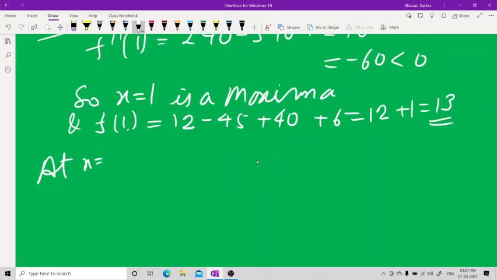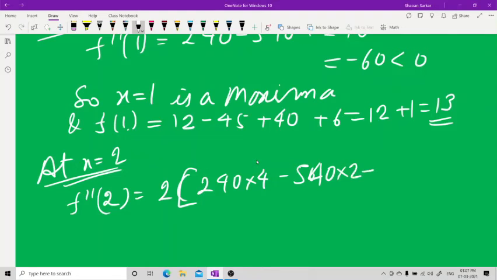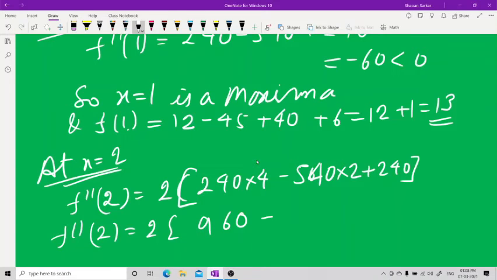Now at x equal to 2, f double dash 2 is nothing but 240 into 8 minus 540 into 4, or do one thing, take x common out. That will be an easier option. Take 2 common out, 240 into 4 minus 540 into 2 plus 240. So now f double dash 2 is 2 times 240 into 4 minus 540 into 2 plus 240, that is 960 minus 1080 plus 240.